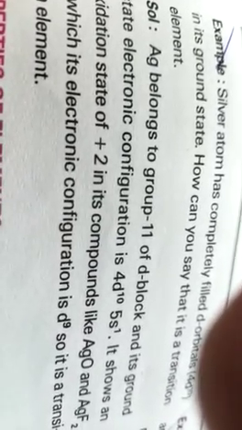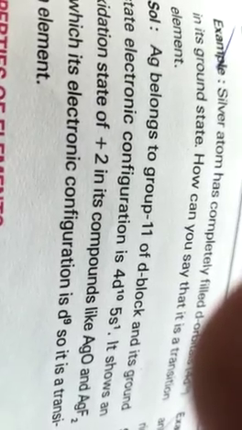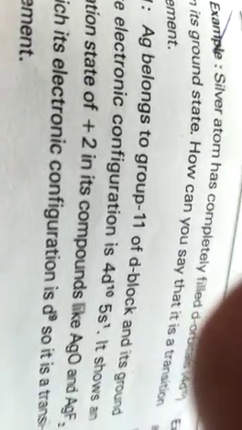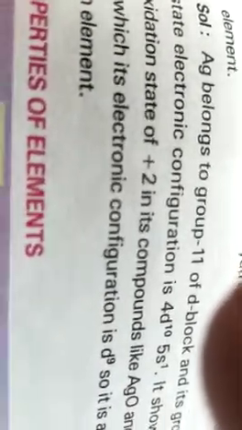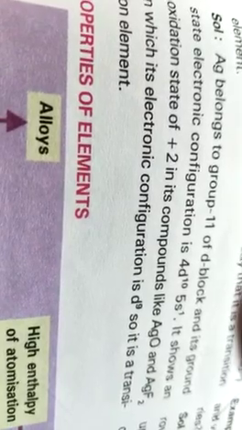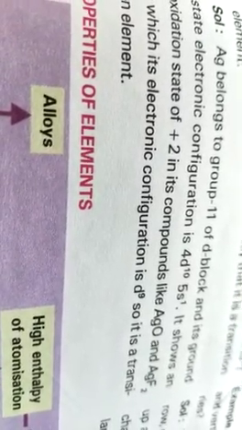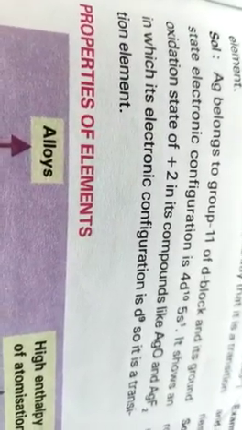with electronic configuration 4d10 5s1. It shows an oxidation state of +2 in its compounds like AgO and AgF2, in which its electronic configuration is 4d9. So it is a transition element which has a partially filled d orbital.